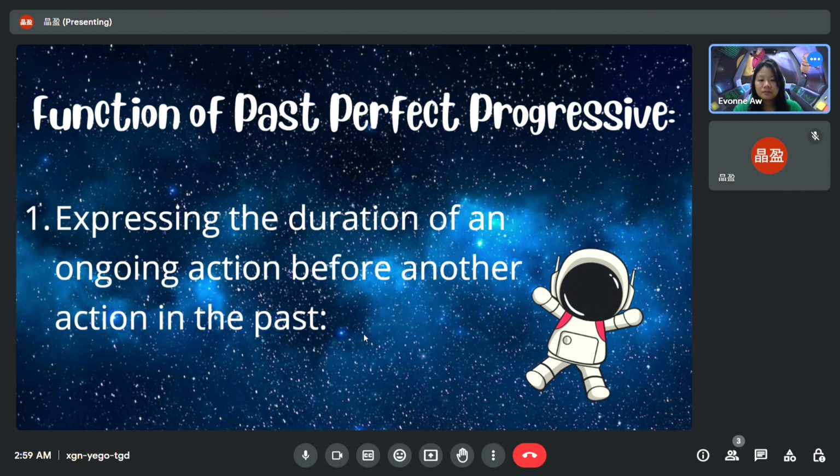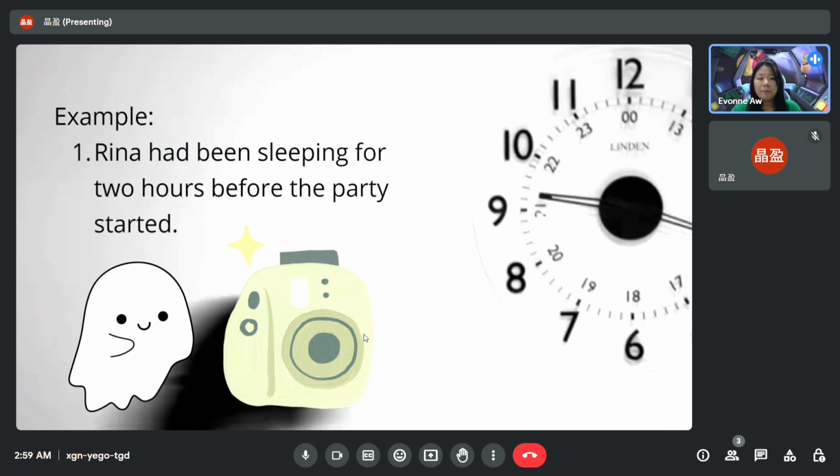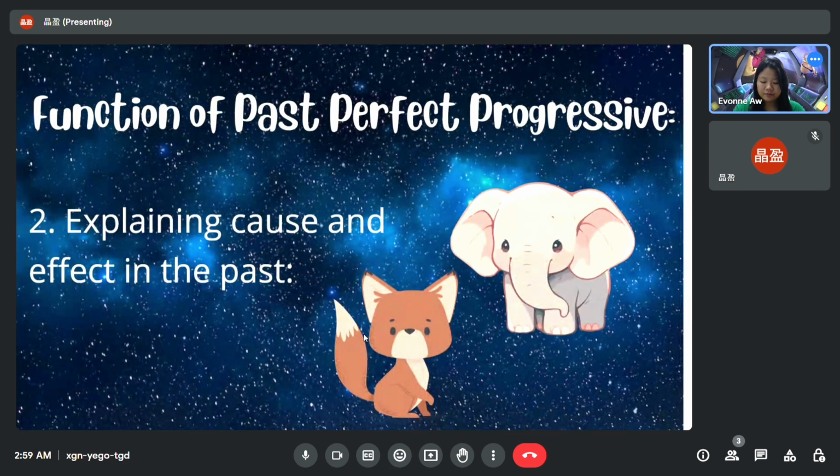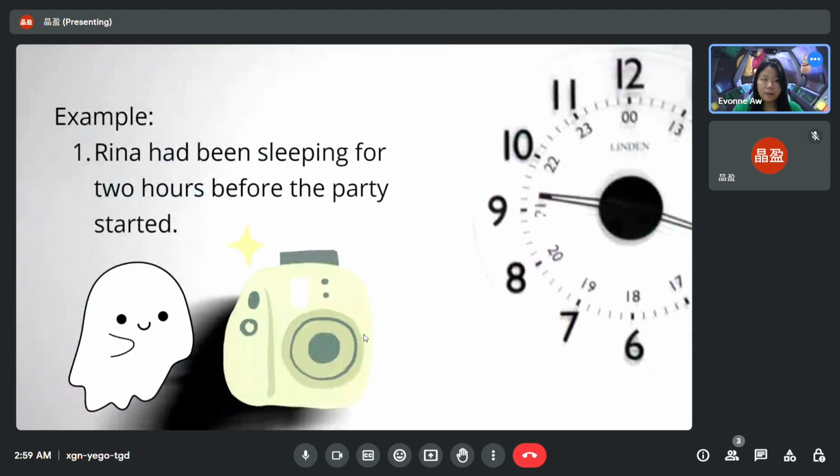Example: Rina had been sleeping for 2 hours before the party started. In this sentence, the past perfect progressive tense had been sleeping indicates that the action of sleeping was ongoing for a specific duration before the starting of the party.